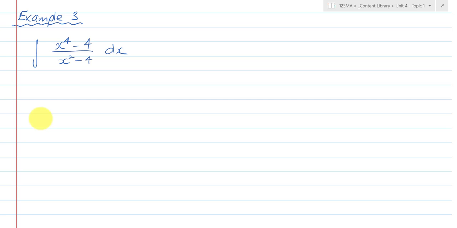It looks like it might simplify quite nicely, but it doesn't. The problem we have is that I've got a higher power on here than I have at the bottom, and that's not allowed. So if that does happen, you've got to think about reducing it like this. So we want to integrate this function.